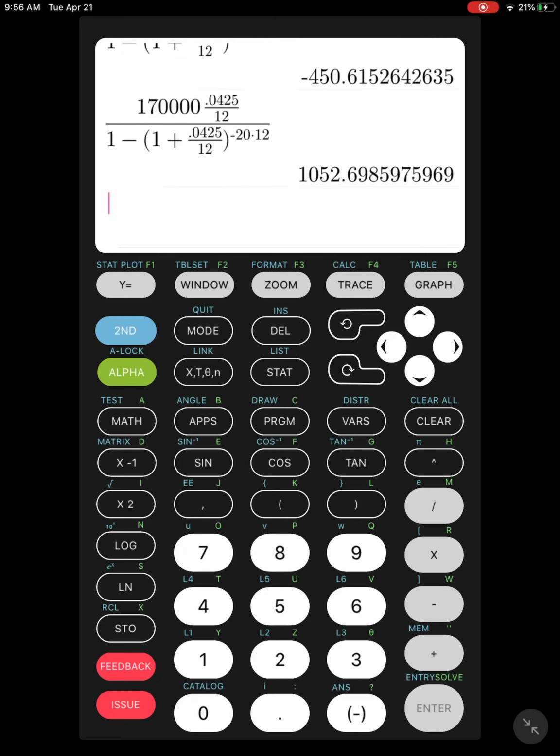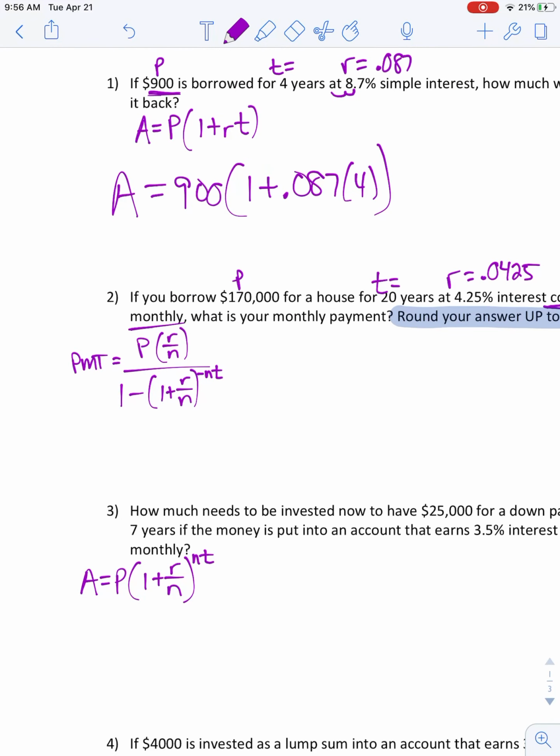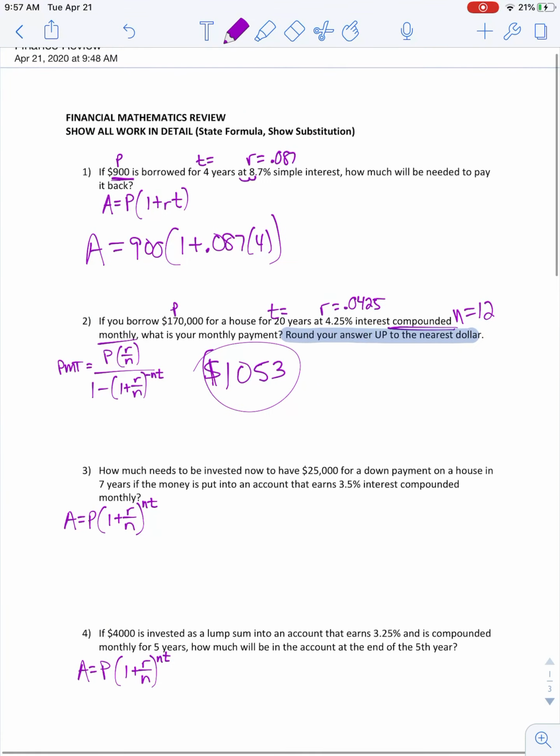This is a negative in front. And so that's my answer there. And it says round up to the nearest dollar. Yes, it's a 0.6, so it's going to round up anyway. But if that's a 0.1, I still round it up to 1053. Remember what that means for a round up. So your monthly payment is going to be $1,053. Okay. Now I'm going to take this problem a little bit further here.